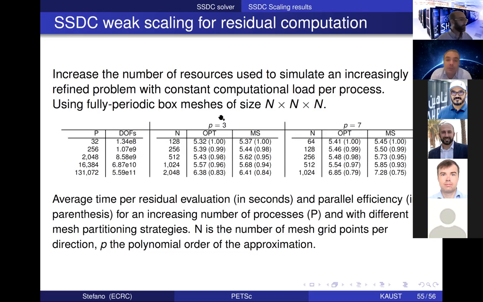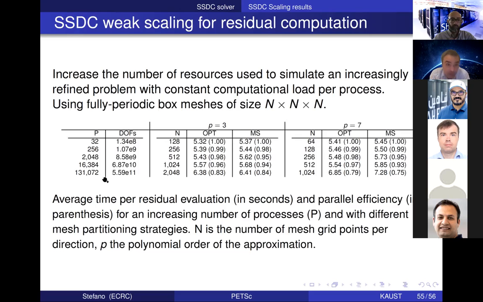A perfect code will solve this in constant time, and we measure an efficiency of how well your code is performing. And here we are weak scaling up to 131,000 cores of Shaheen, and this is, I guess, 500 billion degrees of freedom, and almost in constant time. And this is only because we are using DMPlex and PETSc SF to do the communication for us. So we don't have to write one line of MPI. It's PETSc taking care of this.